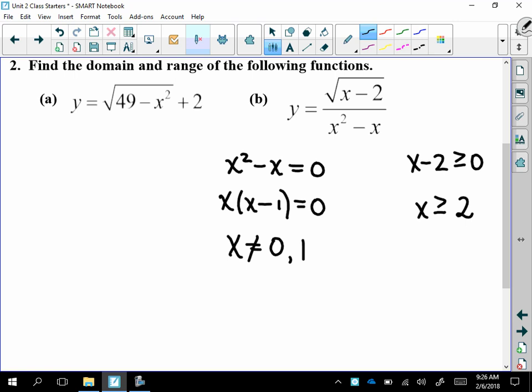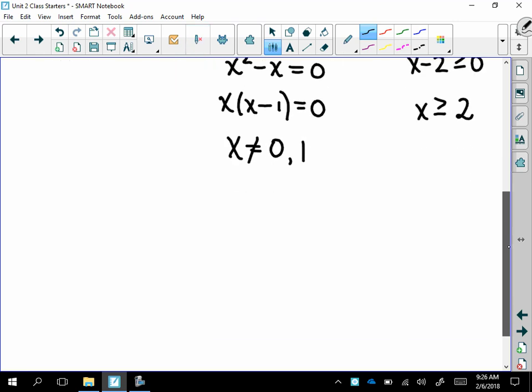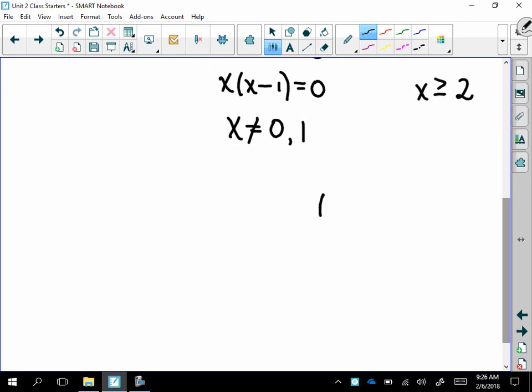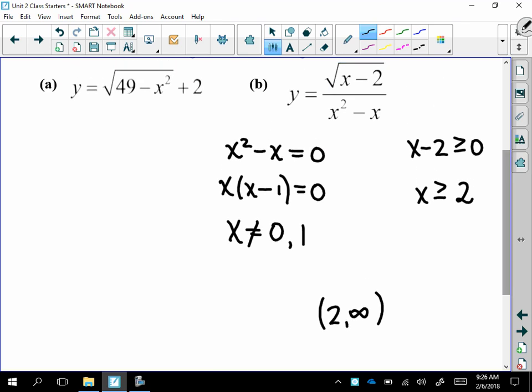Yeah, 2 to infinity, right? If I restrict myself to be from 2 to infinity, are 0 or 1 included in that? No. No, so I'm good. Okay, so that will take care of everything all at the same time. Okay? Everybody okay so far?